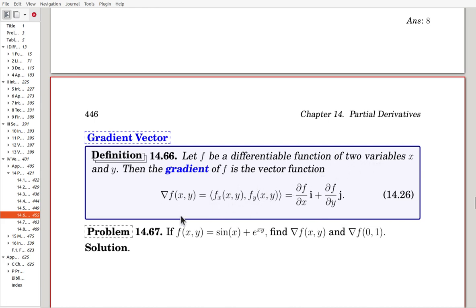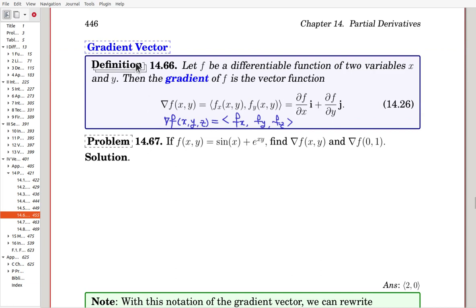2 variables. Once it has 3 variables, then the gradient of f at x, y, z has f sub x and f sub y and f sub z, a 3-dimensional vector. So we can expand the definition for functions of 2 variables to functions of 3 variables quite easily. That is the gradient vector. Okay.